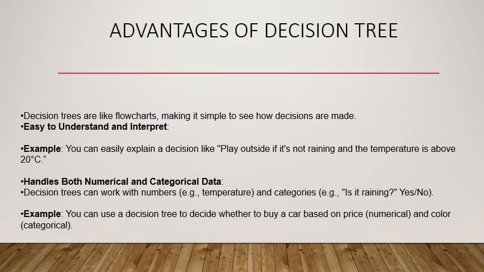Okay, next, handles both numerical and categorical data. This is the most important advantage. A decision tree can work with numbers as well as categories. Example, is it raining, yes or no. Okay, this is categorical. It works with numerical data also in the same way. Example, you can use a decision tree to decide whether to buy a car based on price, that is numerical, and color, that is categorical.